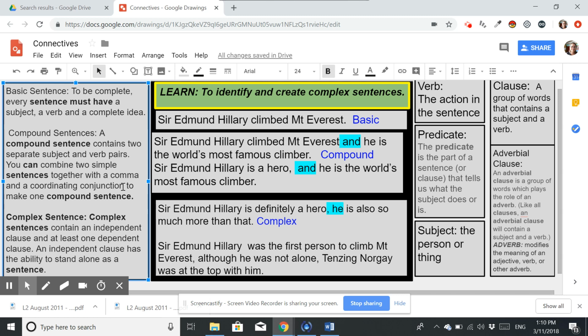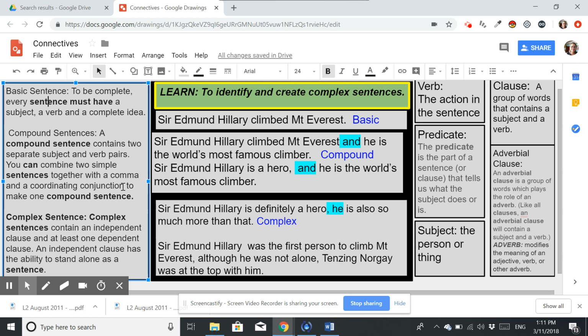Okay, now here's where it gets a little bit tricky because we need to understand clauses. A clause is a group of words that contains a subject and a verb. Okay, so like a sentence really, isn't it? Okay, so for a complex sentence, they need to contain an independent clause and at least one dependent clause. So to break that down a bit, independent means standalone. Dependent means it needs to go with the other sentence to make sense.